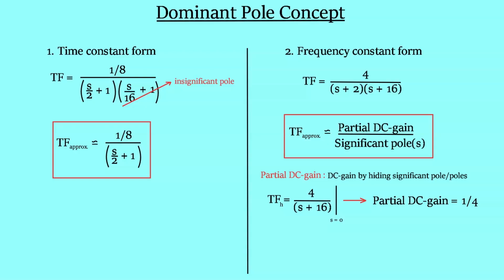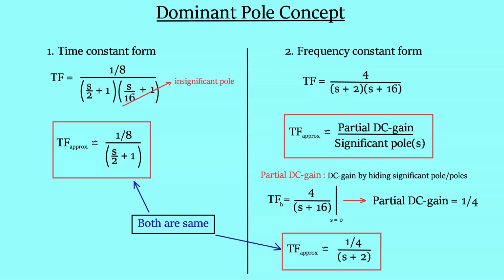Now putting the value of partial DC gain in the above expression, we can find the approximate transfer function to be equal to 1 by 4 divided by s plus 2. Irrespective of how you proceed the question, you must be getting the same answer in both the cases. In frequency constant form, it is a little bit lengthy and students also commit silly mistakes here, as they also consider the significant pole while finding the partial DC gain.